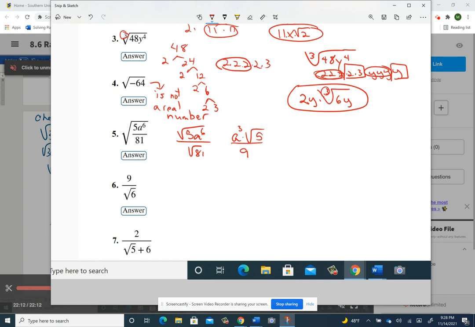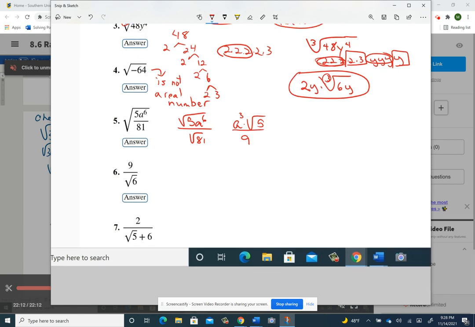All right, now 6 and 7 get into the fact that we have to rationalize denominators. So they actually come from that section 8.5, I think it is. So since I have a square root down there and it's not a perfect square, I'm going to need to multiply by the square root of 6 so that my denominator would become the square root of 36, or 6. But what would make that okay is if I multiply on top by the same thing. So I have 9 square root of 6 on top over 6.